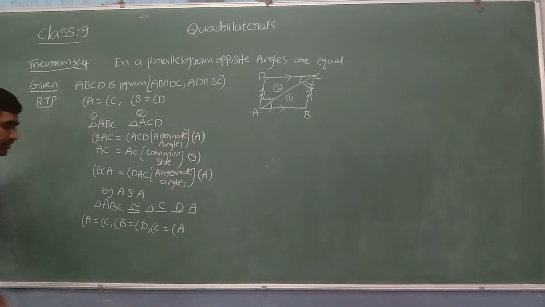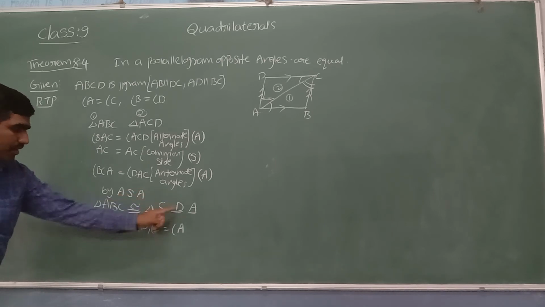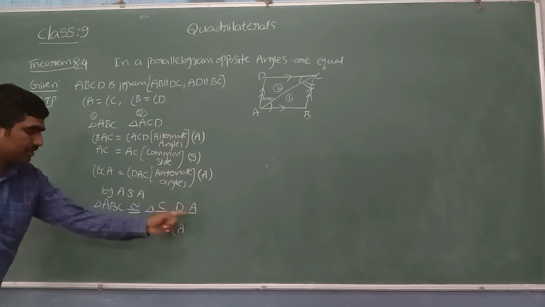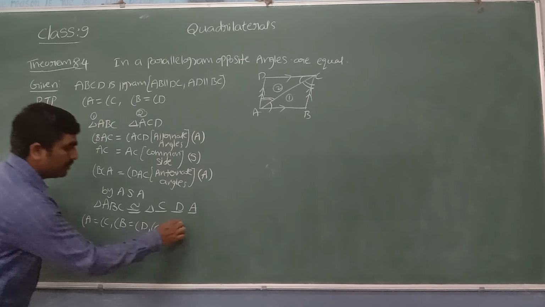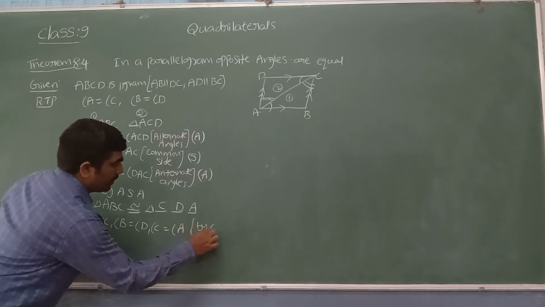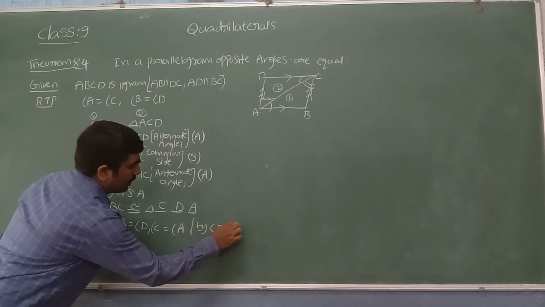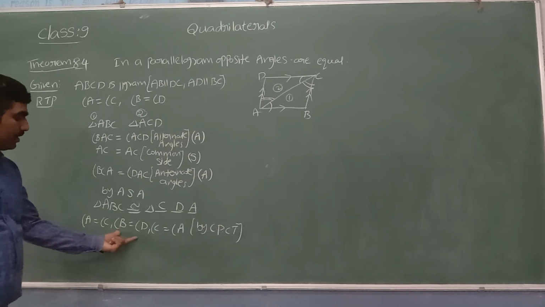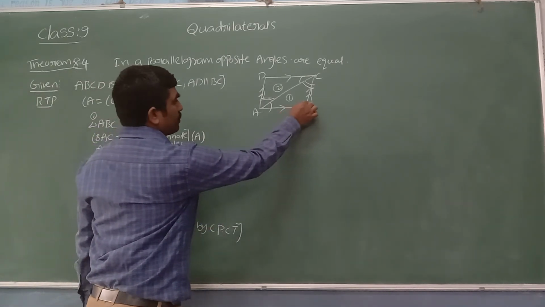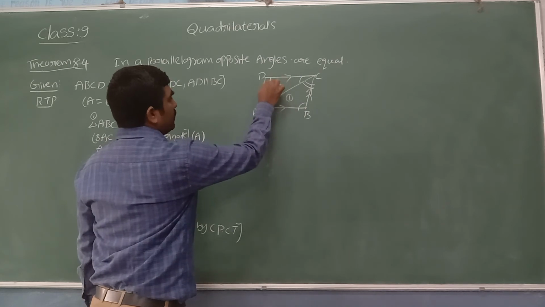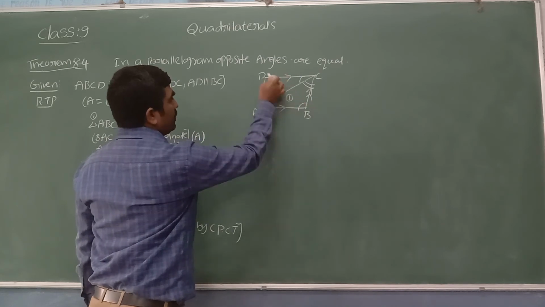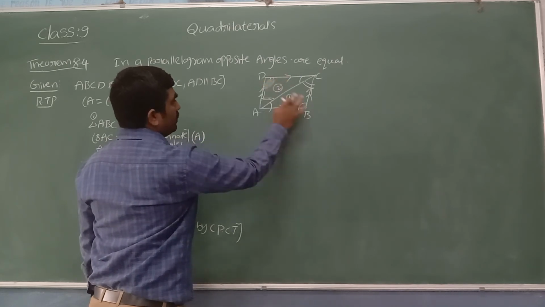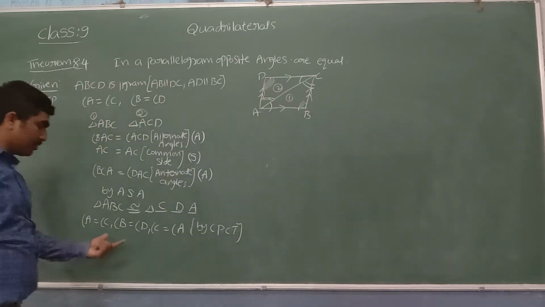How am I writing it? Just you are taking the first one AC, second BD, third CA, by CPCT. What is the reason? By corresponding parts of congruent triangles. A equal to C, already we got. B is equal to D, yes. Opposite angles are equal. We proved B is equal to D.